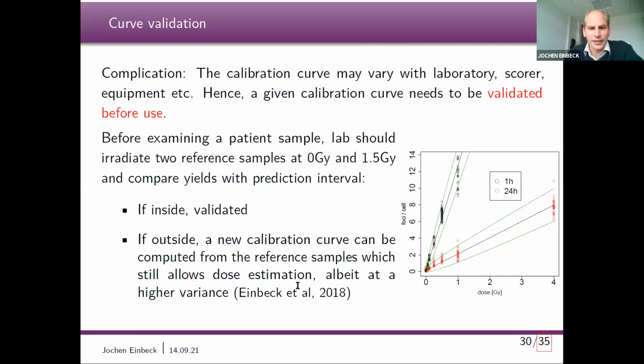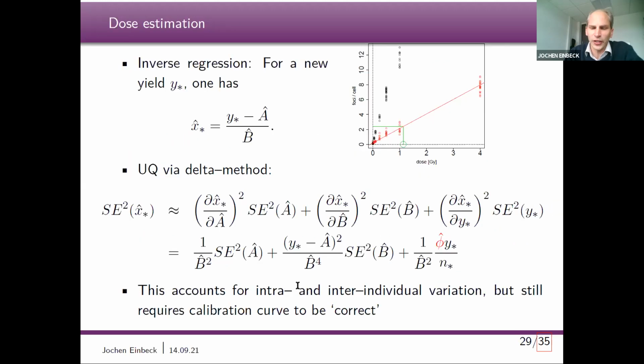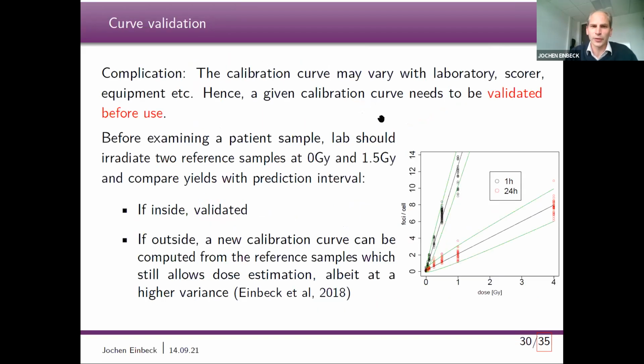Just one more technicality here. On top of the general variability, which is really variability down to individual blood samples, it's unfortunately also the case for this assay that the entire calibration curve may be very different for different laboratory equipment, scorer, etc. So in practice, it needs to be validated somehow. Before you actually estimate the dose in a particular lab, that lab should produce some reference samples.